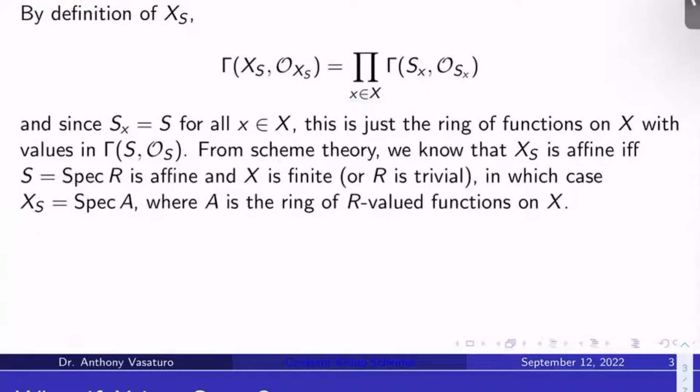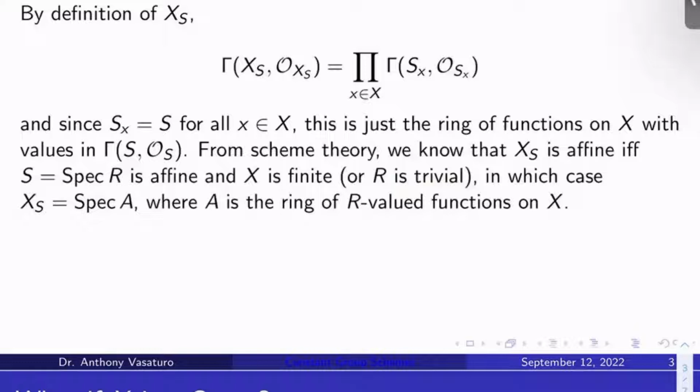Okay, and look, since S sub x is just S for all little x in X, what we're really looking at here is just the ring of functions on x with values in the global functions on S. So it's functions on x with values in Gamma of S, O sub S. And then from basic scheme theory, we know x sub S is affine if and only if S is affine and x is finite. Or of course, there's the other case where R is trivial, but that's not interesting.